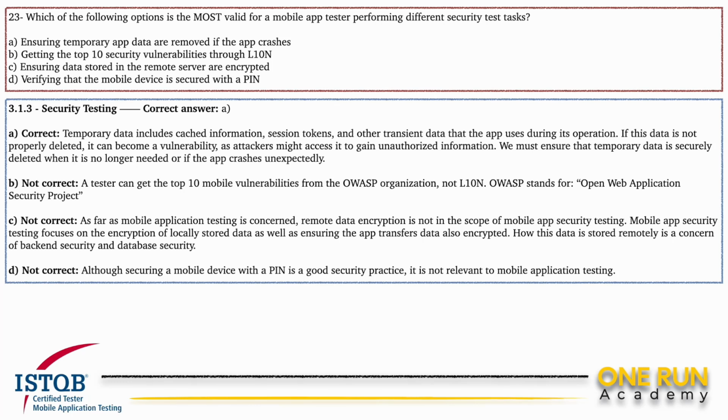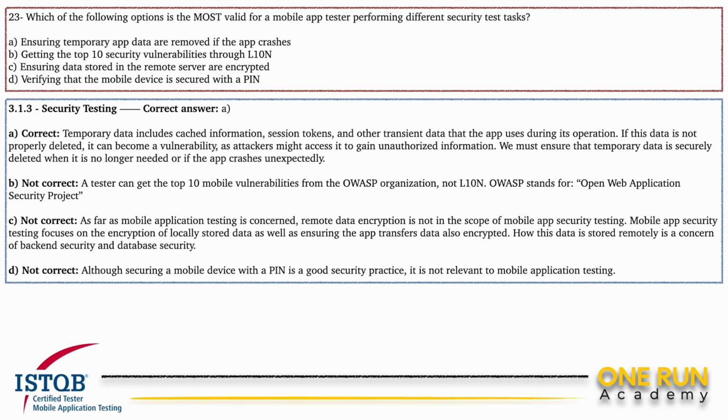So in summary, the most valid option for a mobile app tester performing different security test tasks is option A, ensuring temporary app data are removed if the app crashes. This task directly relates to mobile app security by preventing unauthorized access to transient data.